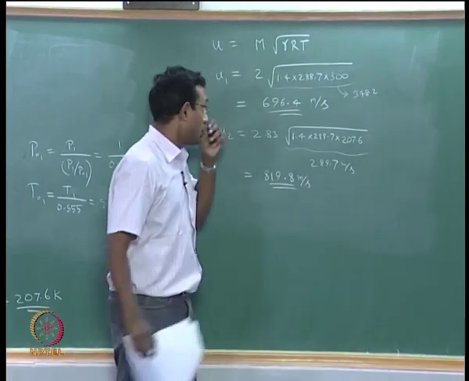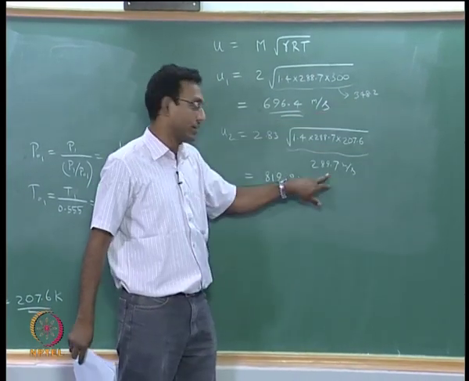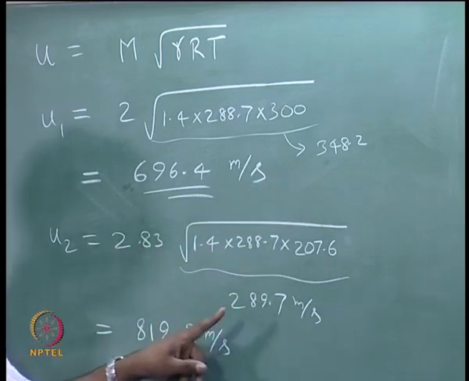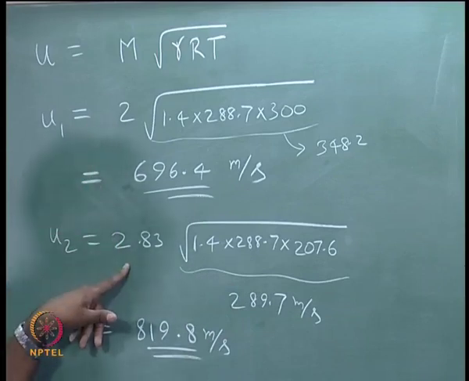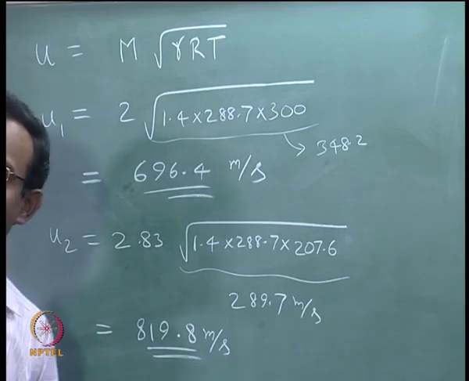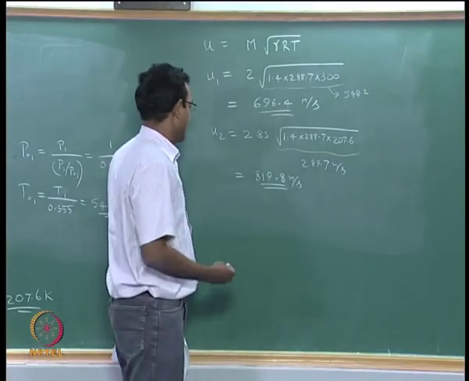Okay. So, my speed of sound has gone down, yes, because my temperature is lower, it is colder. So, it has gone down, but still my Mach number effect is higher. So, we are finding that the velocity is increasing. Even though I am getting colder, my velocity is still increasing.